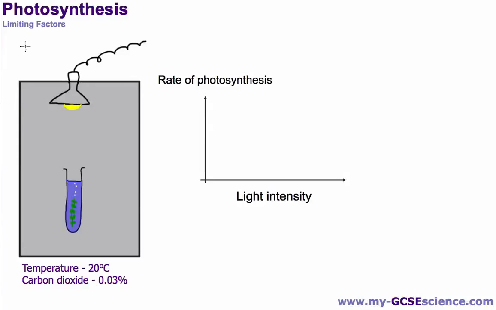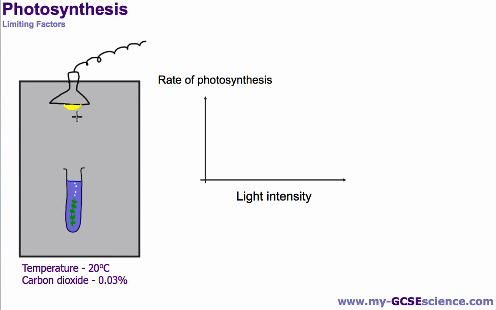This video is about limiting factors in photosynthesis, and to help explain we're going to start with an experiment. Imagine we have a boiling tube with some pondweed in it. The pondweed is photosynthesizing because we have light falling on it from this lamp. We keep the temperature at a steady 20 degrees centigrade and the carbon dioxide concentration at 0.03%, which is about the same as what's in the atmosphere.